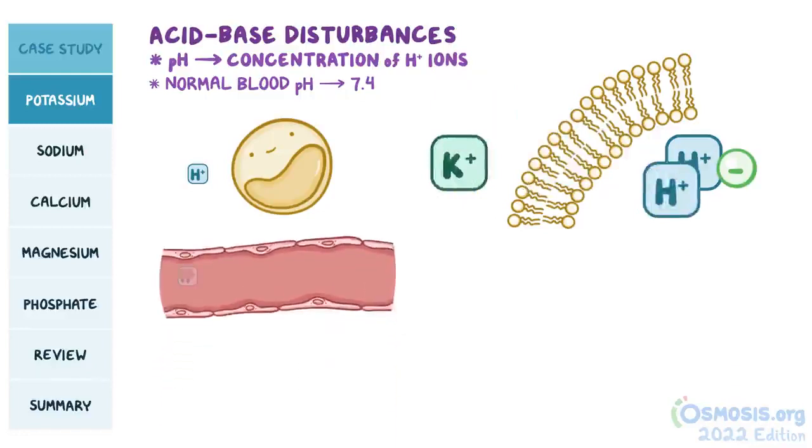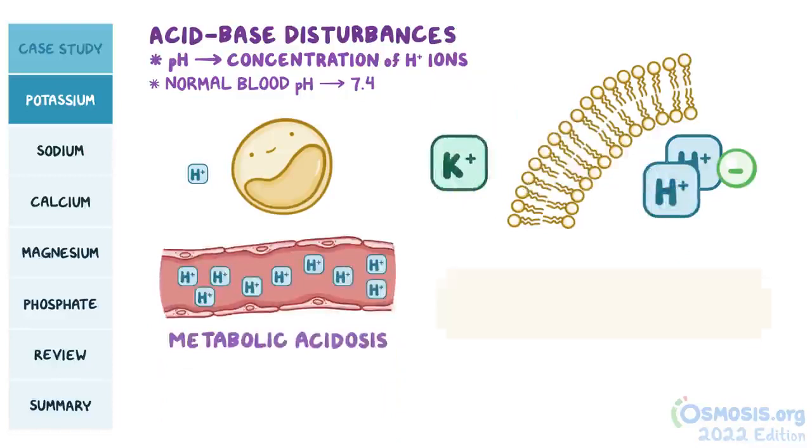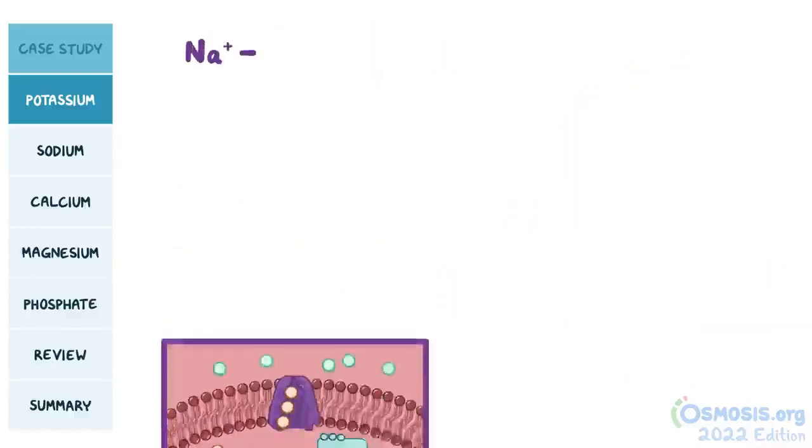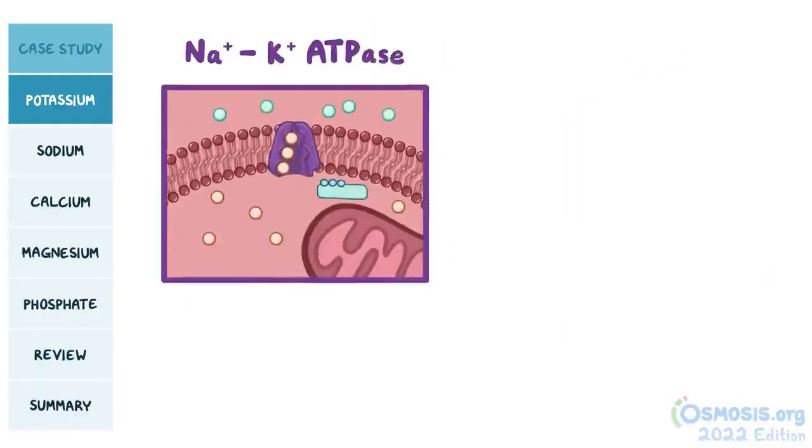When there's an increase in the hydrogen ion concentration in the blood, this is called metabolic acidosis. As a coping mechanism, hydrogen must enter the cells in exchange for potassium, which leaves the cells, and this leads to hyperkalemia. Another important mechanism is the sodium-potassium ATPase, which normally transports sodium out of the cell and potassium in.